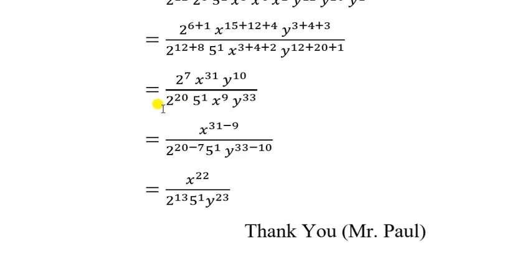So here 2 to the power 20 is the largest compared to 2 to the power 7, so from 20 you have to subtract, so 2 to the power 20 minus 7. But see, x to the power 31 is largest compared to x to the power 9, so we have to subtract from x to the power 31. Y to the power 10 is here, but y to the power 33 is given in denominator, so we have to subtract from denominator. Okay, now if we calculate it, x to the power 31 minus 9, x to the power 22, then 2 to the power 13, 5 to the power 1, and y to the power 23.